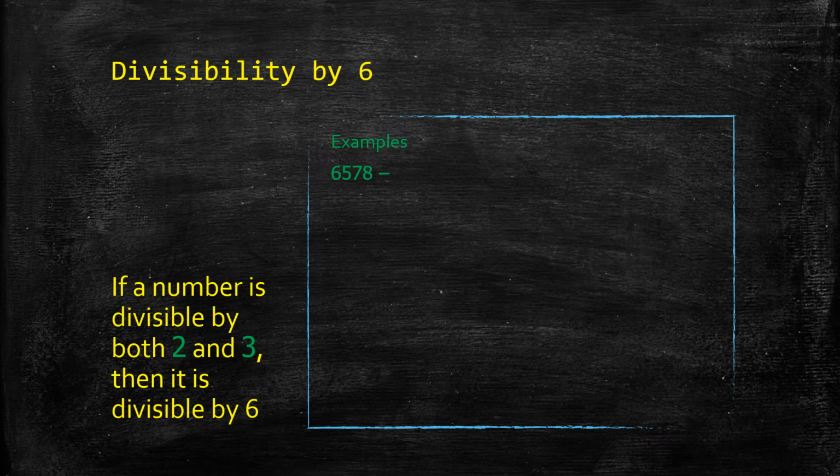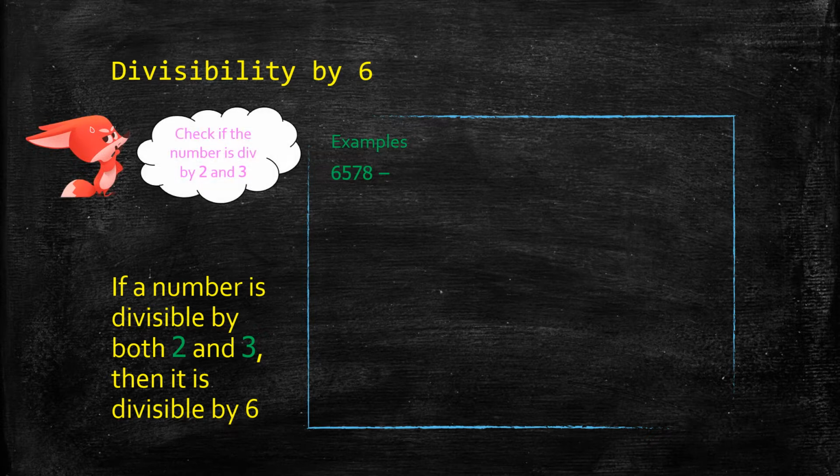So what should you do? Yes, Foxy. Check if the number is divisible by 2 and 3. You already know the divisibility rules of 2 and 3, right? Check one by one. So the ones place digit is 8. We know this number is divisible by 2.